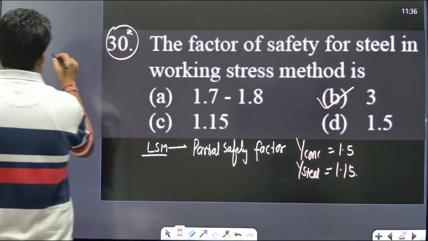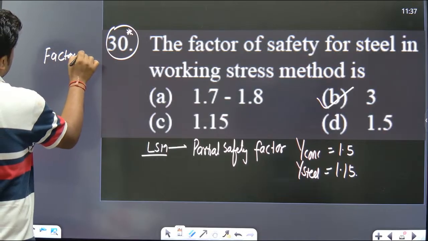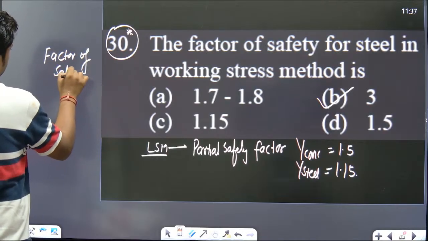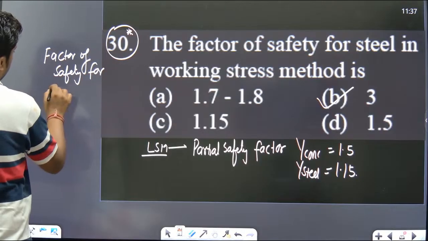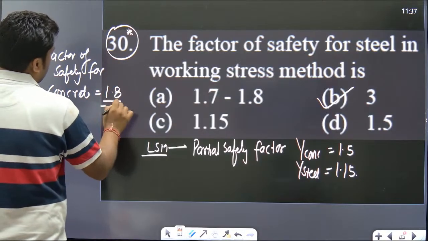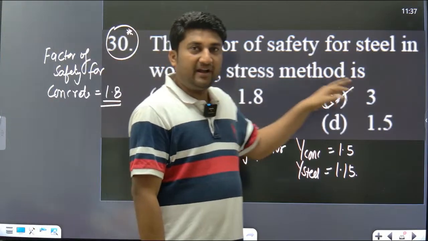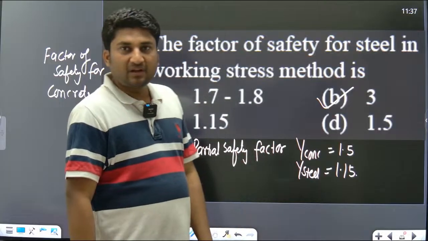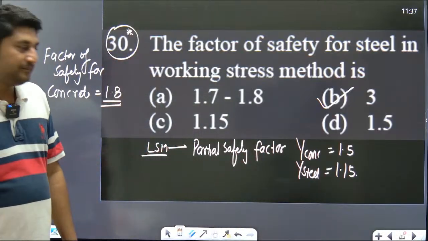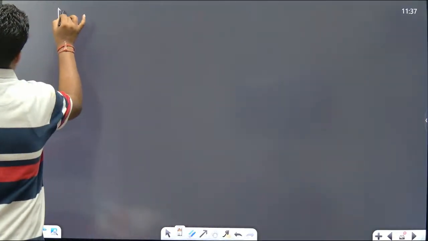And for working stress method, the factor of safety for concrete comes out to be 1.7 to 1.8. So please do remember these two values, 1.7 to 1.8, and for steel it is 3. Understood everyone?